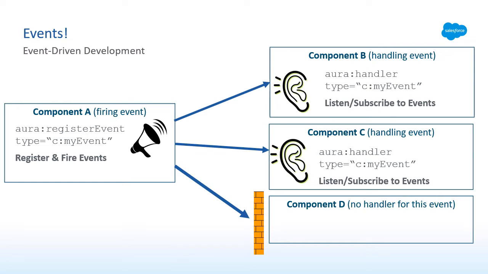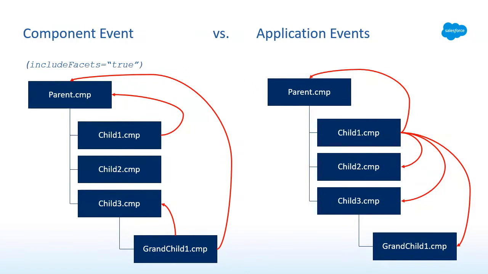So our firing event is registered over here, and then we have components B and C, both of which have a handler that's listening for that particular event. And so when that gets broadcast, they can pick it up. They've got a method defined that's going to go handle it and do whatever it needs to do. Component D doesn't have a handler for that event. It's still being broadcast out to it, but it doesn't have anything to pick it up. So basically, nothing happens.